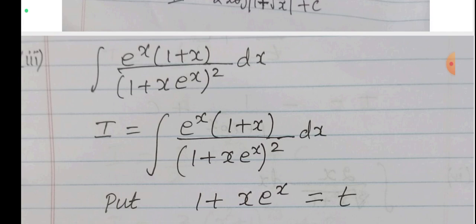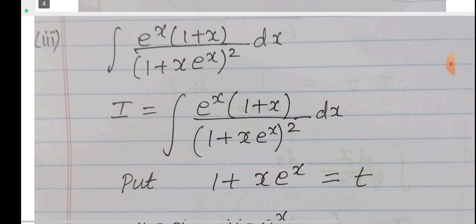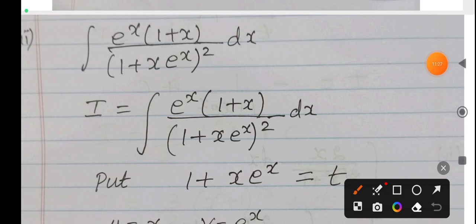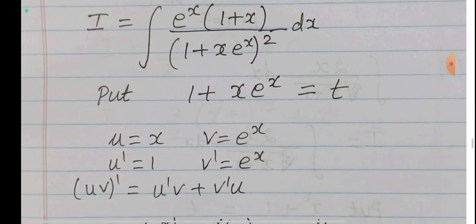Same way here, which you are going to take as t. Like that we have a question. The denominator has a whole square, and the denominator has 1 plus x e power x, and here only 1 plus x. So we are taking the denominator 1 plus x e power x, not the whole square, only 1 plus x e power x, as t.